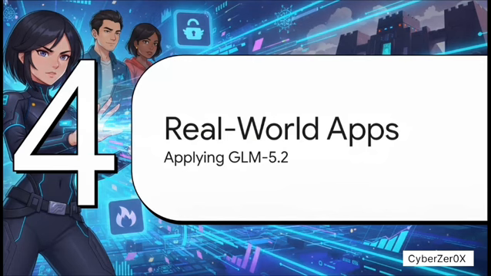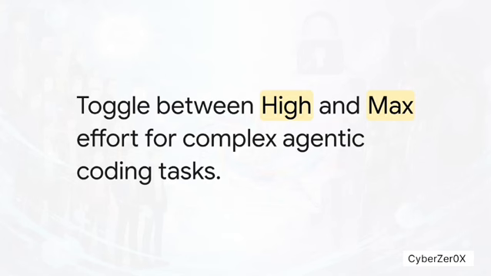Which brings us to Section 4, Real-World Applications. So, how do we actually use this thing? Well, you can toggle between high and max thinking effort for multi-step agentic coding tasks. This means you, as the developer, can dial in the exact amount of reasoning power your coding agents need. If you need speed, you just dial it down. But if you have a messy, complex, long-horizon problem where the agent absolutely cannot lose track of its overarching goal, you crank that effort to max.